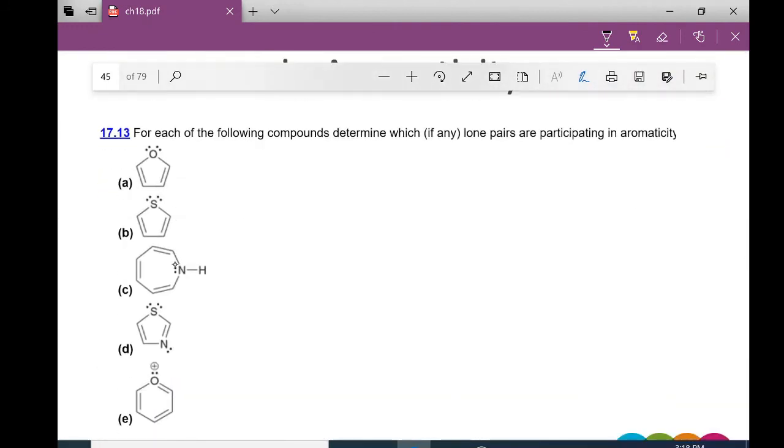For these, we want to determine whether the lone pairs are participating in aromaticity. For this molecule, which is furan, one of the pairs of electrons on the oxygen can be in the ring with the double bonds. I probably should draw this with a different color. The lone pair is forced up into the ring with the double bonds, and so this molecule is aromatic, and one of those lone pairs is participating in aromaticity. The other one is perpendicular to the pi system.